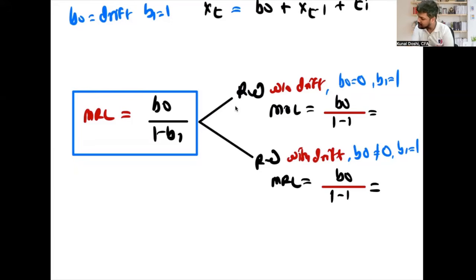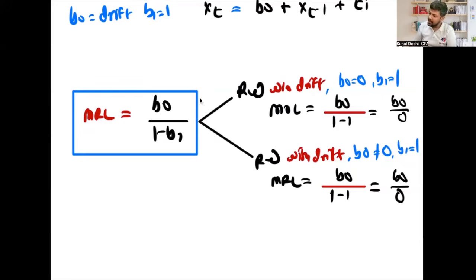Both the equations have the same thing, right? But in the second equation, we don't have B0. In the second equation with drift, B0 will not be equal to 0. Am I correct? Okay. Now, guys, what is common under both, random walk with drift or without drift? What is common under both is that in both cases, it will be B0 over 0. B0 over 0. Am I correct?